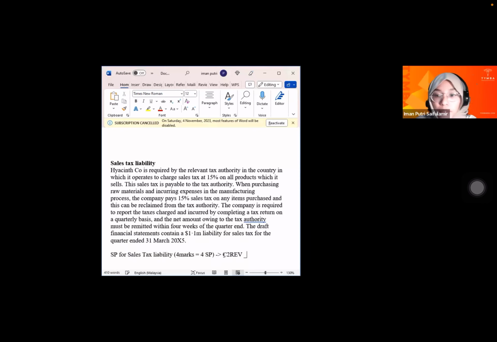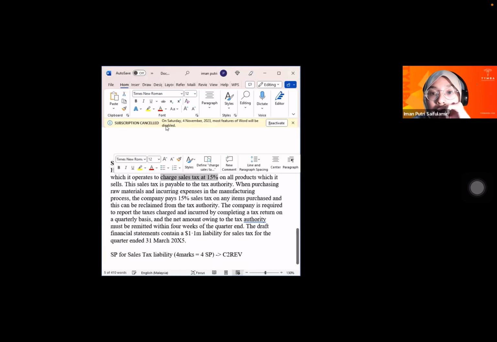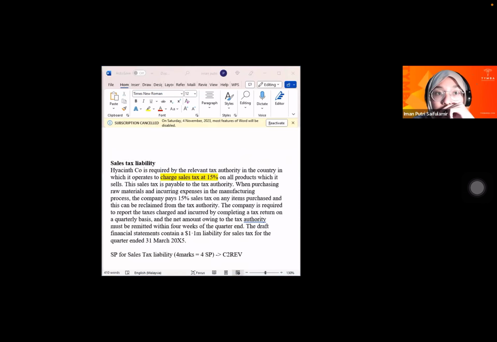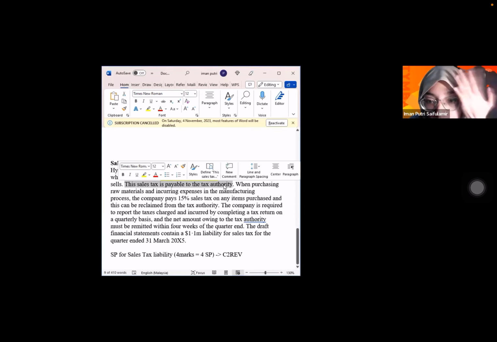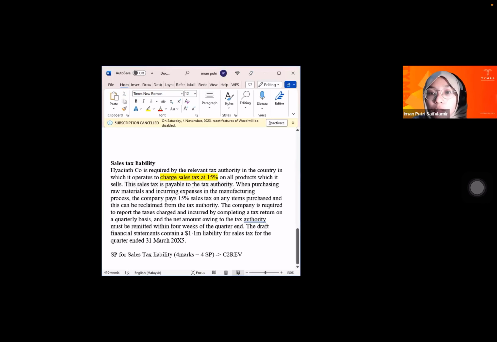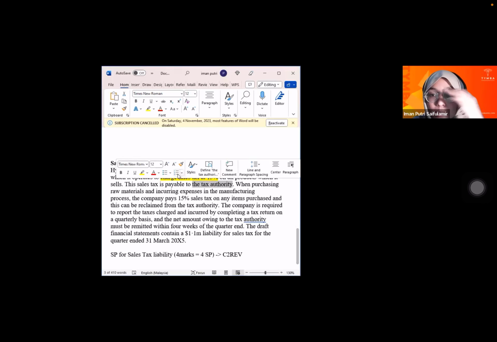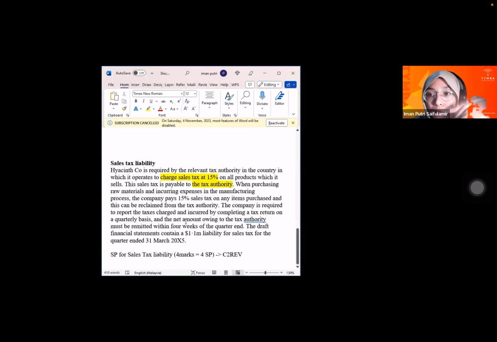Okay, so let's think of what is the risk as we are reading the scenario. Okay, Hyacinth Co is required by the relevant tax authority in which it operates to charge sales tax at 15%. Okay, take note, guys, we have to include this answer of sales tax at 15% in your answers. Okay, and next is basically the sales tax is payable to the tax authority. Okay, it's obvious. We obviously know that the sales tax is payable to the tax authority. Okay, but something that we forget is that we can basically review the correspondence with the tax authority.